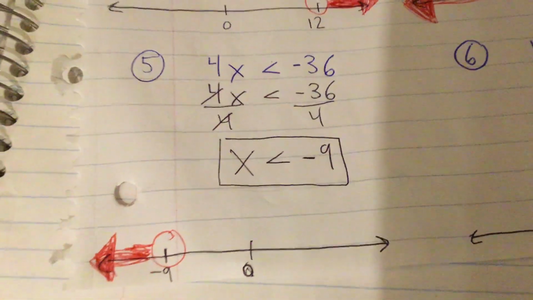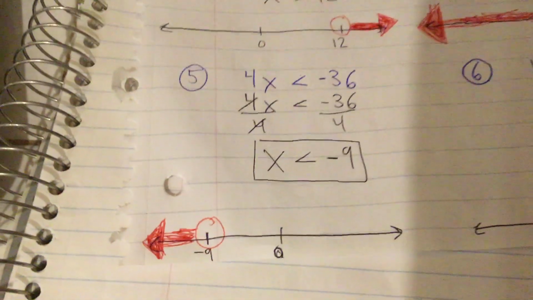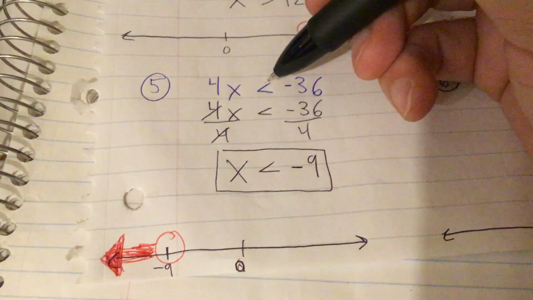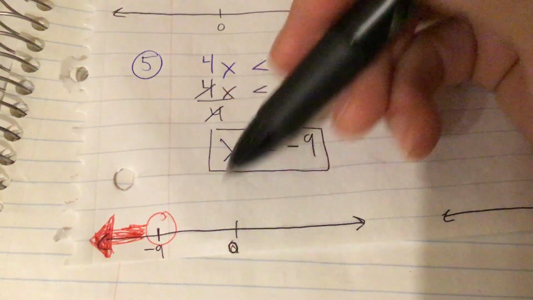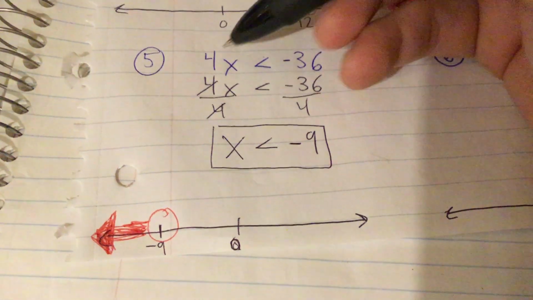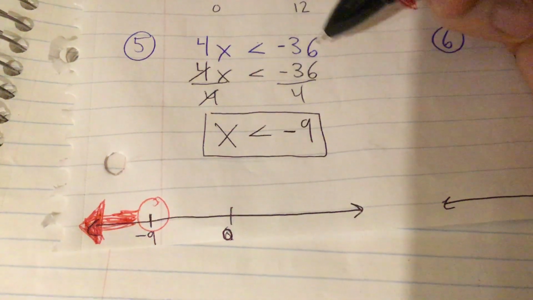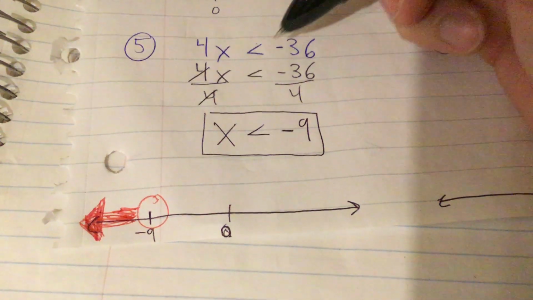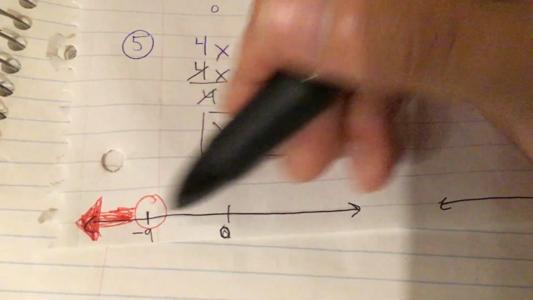No. So let's say I plug in a number that's barely to the left of negative 9. Let's go with negative 10. 4 times negative 10 is negative 40, and negative 40 is technically less than negative 36. Whereas if I plug in negative 8, 4 times negative 8 is negative 32, and negative 32 is not less than negative 36. So therefore, that would be false. Anything that's shaded is technically true.